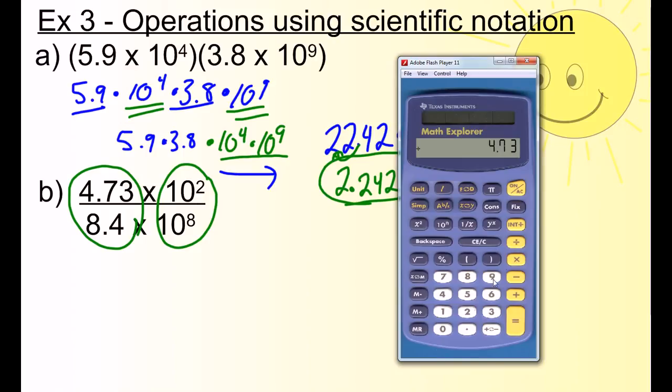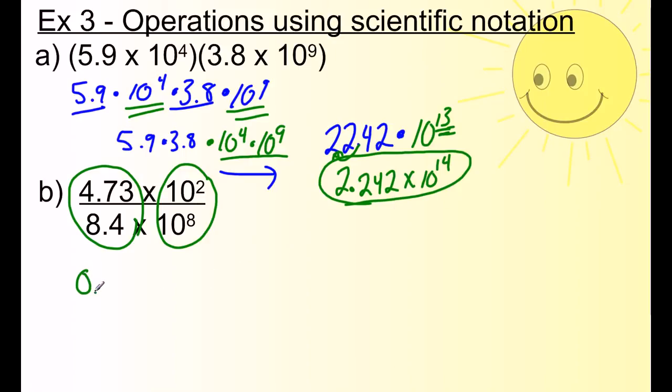4.73 divided by 8.4 equals 0.5630952. As far as we're concerned, let's just stick with 3 numbers after the decimal. So 0.563. 0.563 times, all right, now this guy, 10 squared over 10 to the 8th.